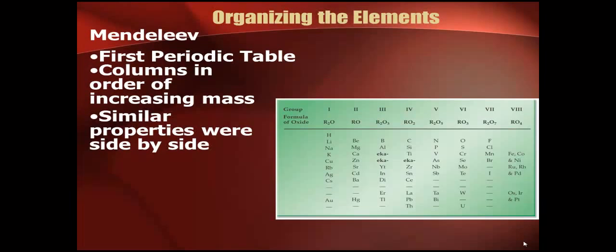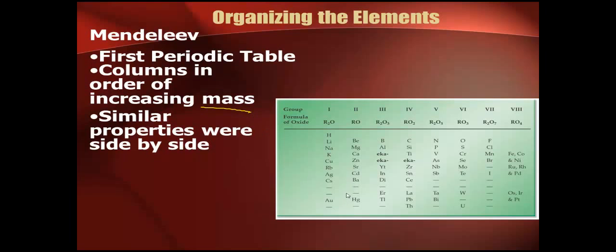Okay, so Mendeleev is the father of the modern periodic table. Up until this point, they only had lists of elements because they didn't have that many elements. This is Mendeleev's first periodic table, and you can see there were not a lot of elements there. He was the first to arrange the periodic table, and he arranged it in terms of increasing mass. Okay? And things with similar properties were side by side.